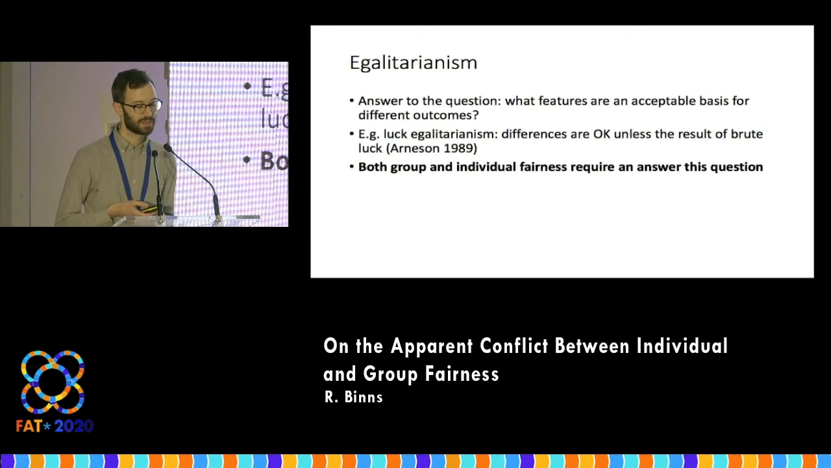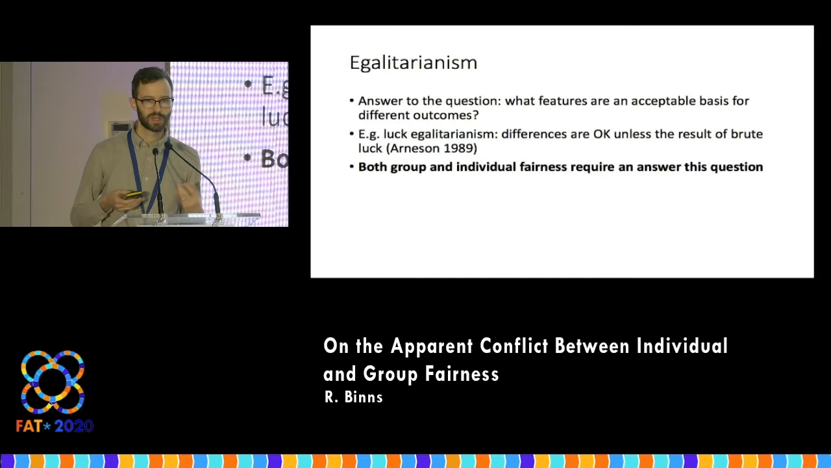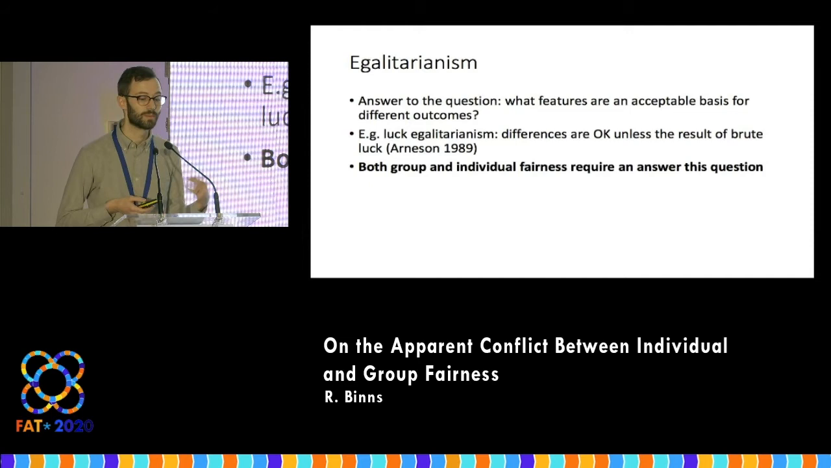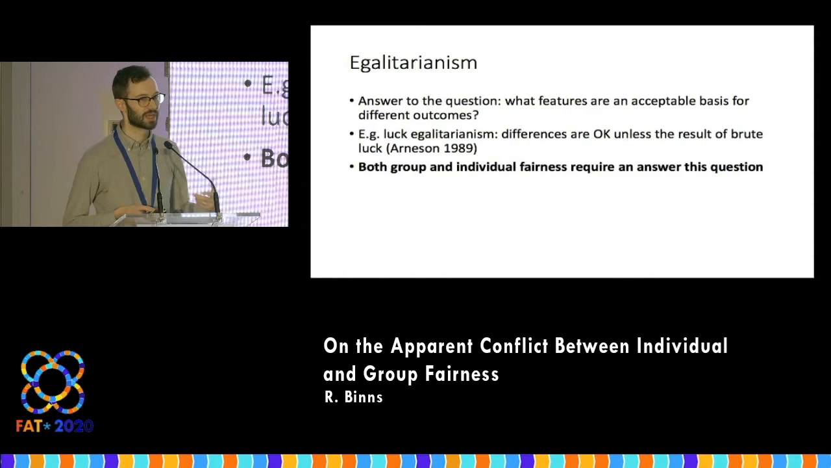One example of that would be luck egalitarianism. They say that differences are okay unless they're the result of brute luck, so circumstances that are outside of your control. And so you can imagine from a group fairness perspective, we might justify a group fairness measure by saying, well, it's a matter of brute luck whether you are on the wrong side of a structural injustice, and therefore we take group membership as a proxy for that, and we want to control for that.